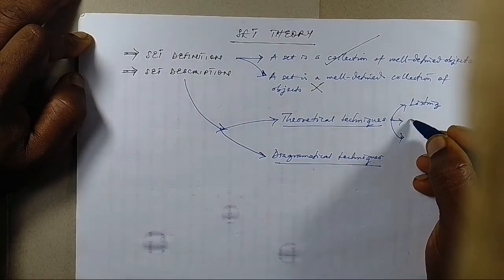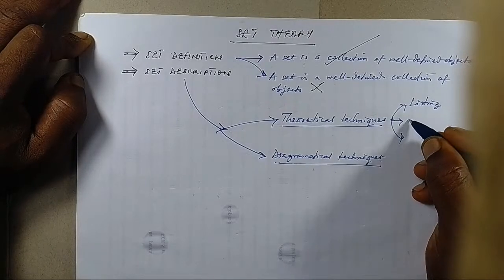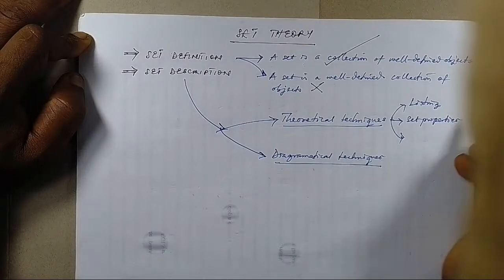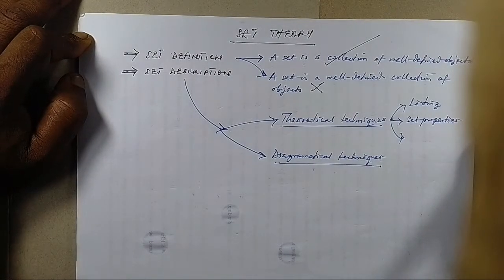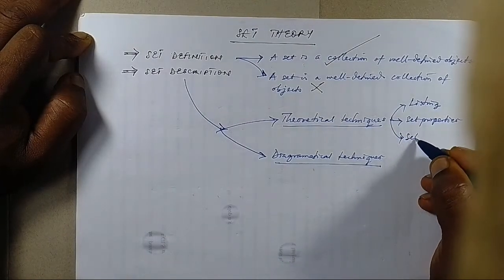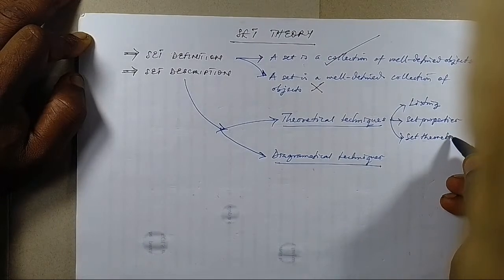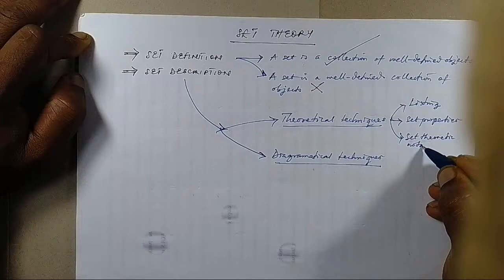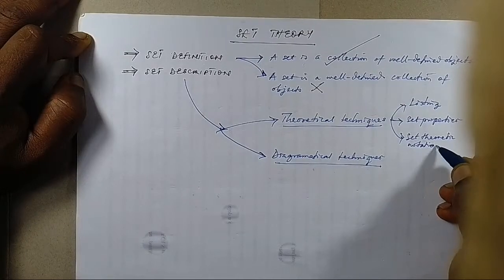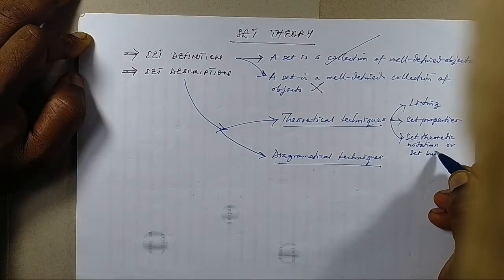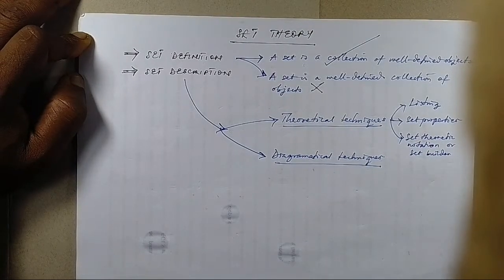The second one we described yesterday is set properties. And the third one for describing a set theoretically, we said, is the method of set theoretic notation. I told us in yesterday's class that set theoretic notation could also be called set builder notation. So those were the three theoretical techniques we discussed in yesterday's class.